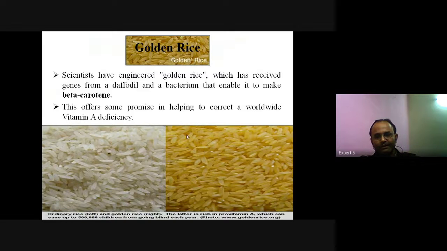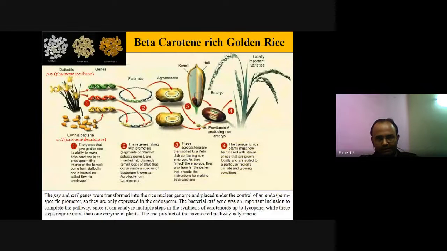Golden rice is also an example of genetic engineering. This rice is rich in beta-carotene, which is the precursor of vitamin A. This plant is developed with the help of two genes. PSY, which is extracted from daffodils, codes for the enzyme phytoene synthase, and the second gene is crtI, which codes for carotene desaturase and is extracted from Erwinia bacteria.